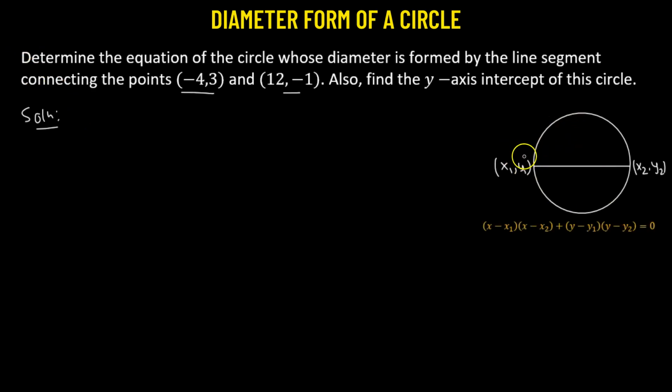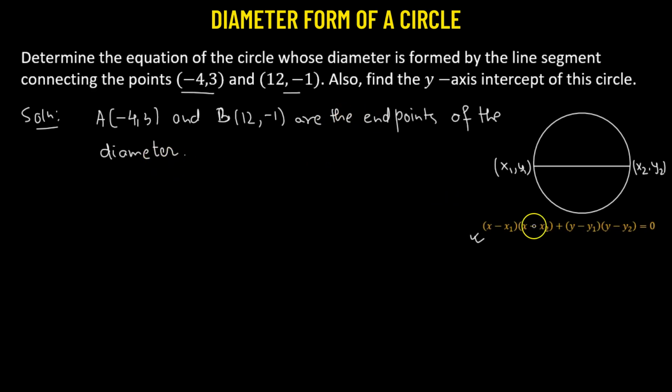If we have a circle and the endpoints of its diameter are given to us, then the equation of the circle is given by (x - x1)(x - x2) + (y - y1)(y - y2) = 0. In our case, we have the two points A(-4, 3) and B(12, -1). These two points are the endpoints of the diameter, so we can use the diameter form to obtain the equation of our circle.